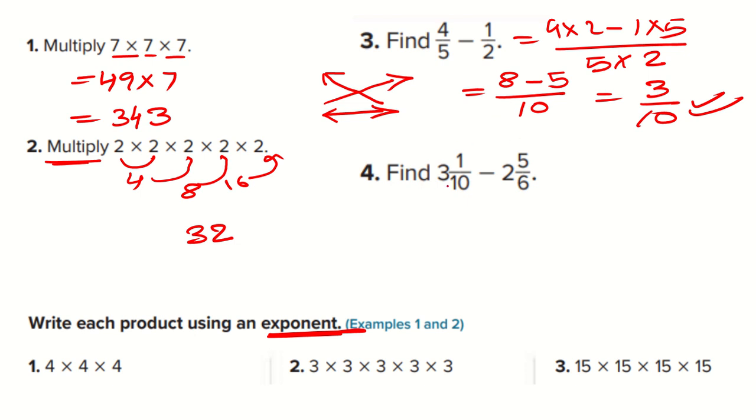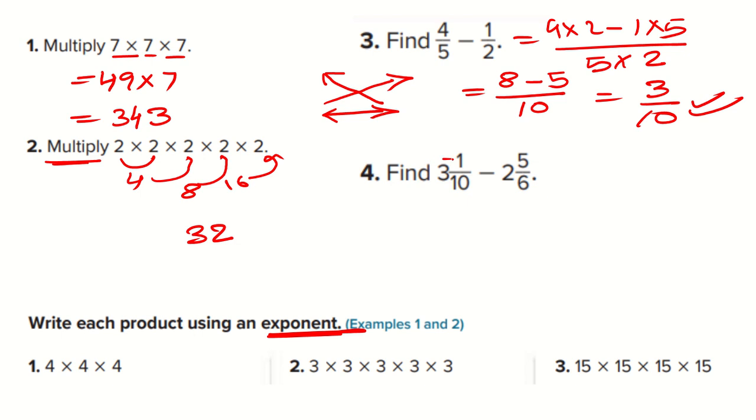Now this: 3 and 1 over 10 minus 2 and 5 over 6. Now students, here you can see this is a mixed fraction. For the mixed fraction concept you can see my another video. That is a very small video. There I have explained about the mixed fraction. Now you can calculate addition and subtraction in a very easy way also.